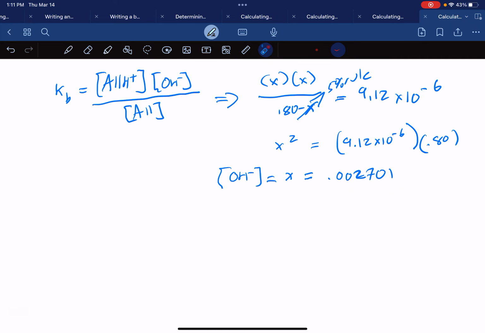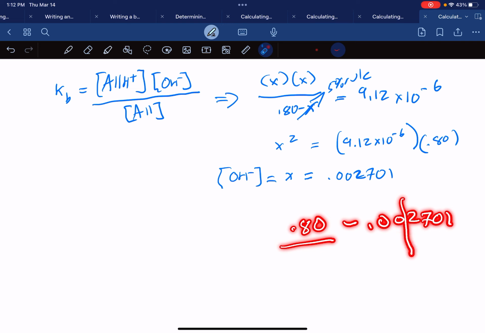So our next steps are, can we switch this over to get to pH? And by the way, just as a small check, if you were to take this and divide it by 0.80, the number you're going to get here is going to be less than 5%. Another way of doing that is if you were to take your 0.80 and subtract 0.002701, would that change this 0.80 in any way? The reality is that no, it wouldn't, because this part of the number right here is actually smaller than the 0.80.